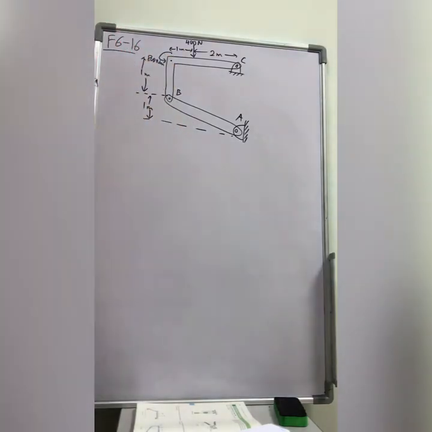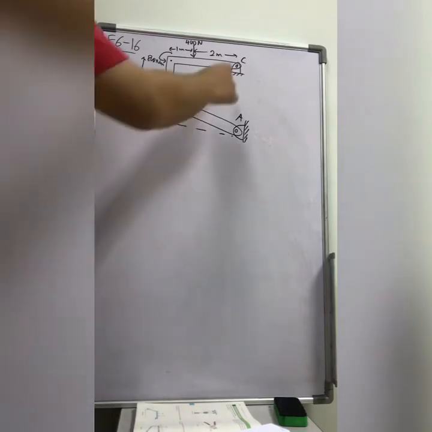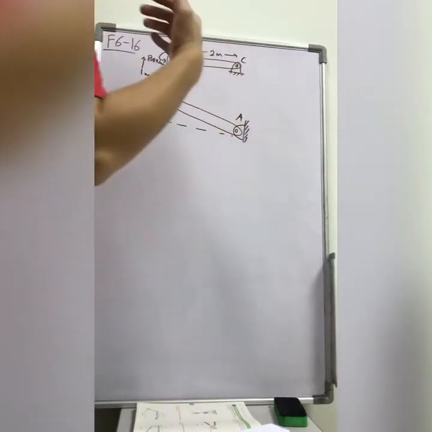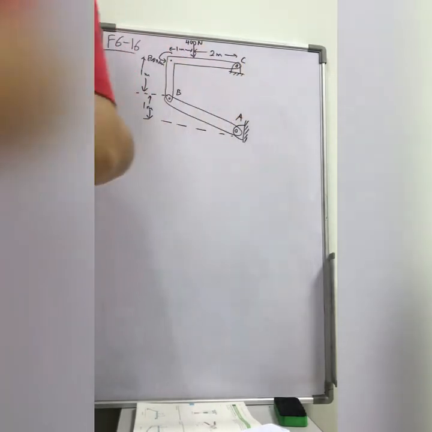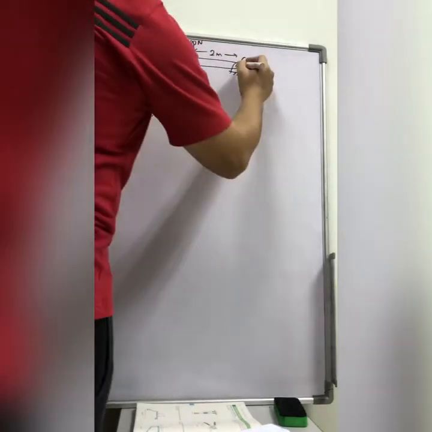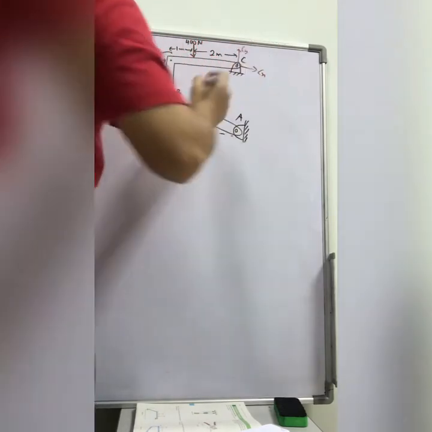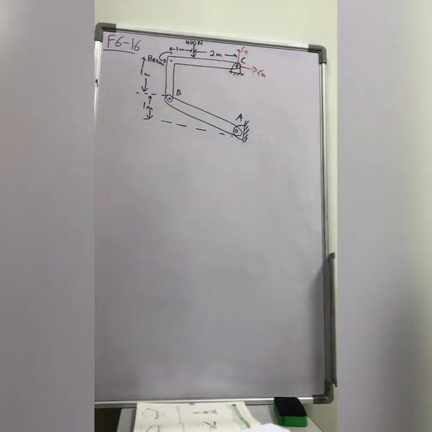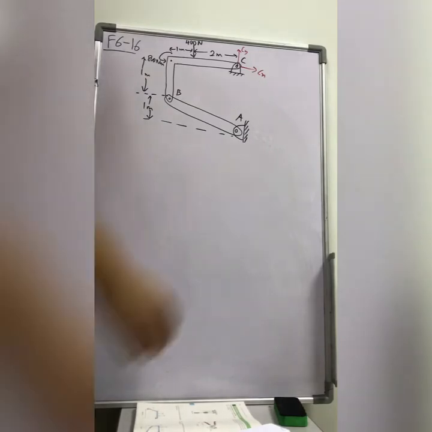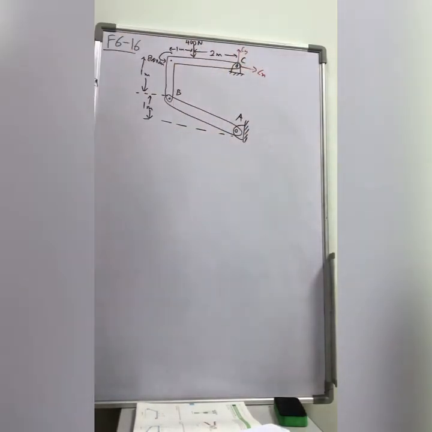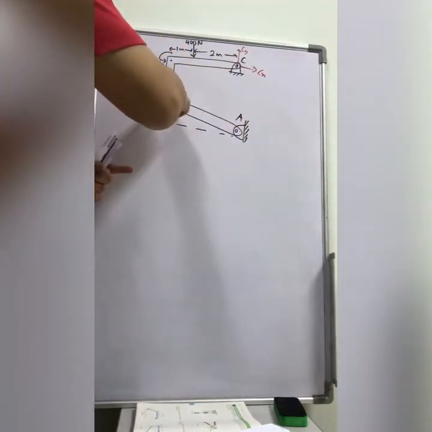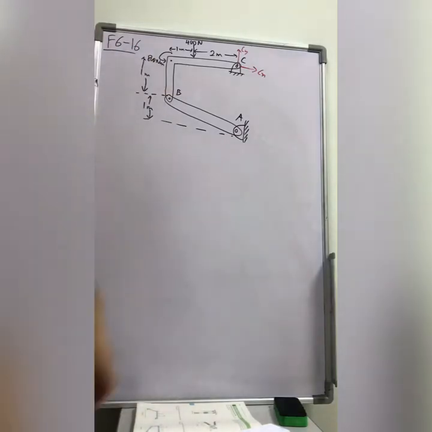And then you have these dimensions. The question asks to find the reactions at point C, which is this. They are horizontal and vertical, same like before. So you have to find Cx and Cy. Because the question asks you to specifically find Cx and Cy, you don't have to find, for instance, this reaction over there, although in the process you will find that.